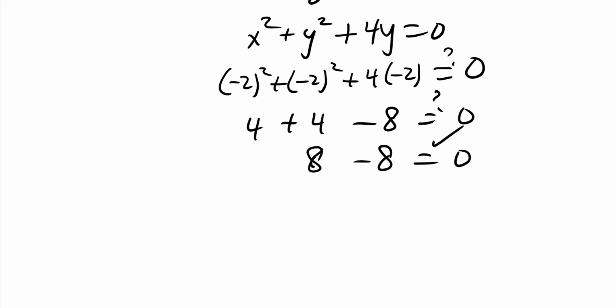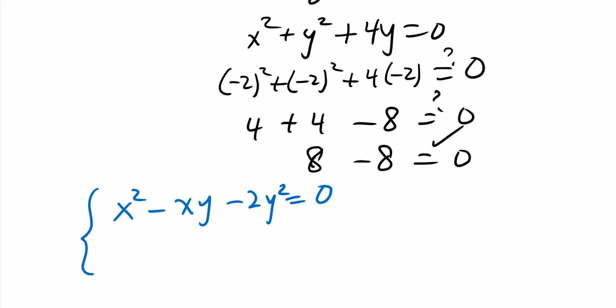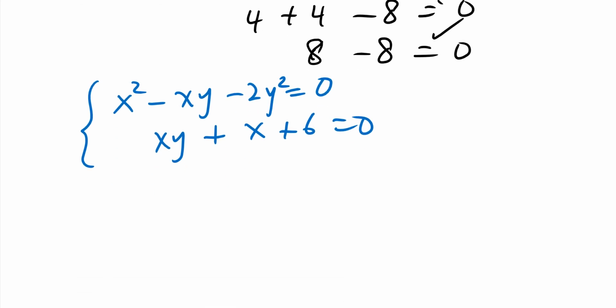So now I'm going to look at a different example. Let's say we have x squared minus xy plus or minus 2y squared equals 0, and xy plus x plus 6 equals 0. So now how do we solve a system like this? If you try elimination, it's not going to work out. Substitution will be really hard because you can't easily solve for x in terms of y or y in terms of x. It would be a lot of work to do it this way. There's a smart way to do it here, and the key is the zeros on the right side.